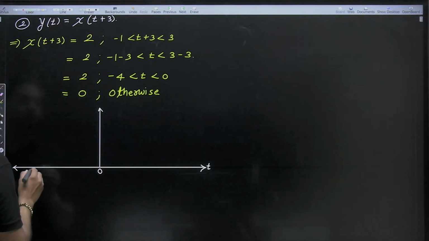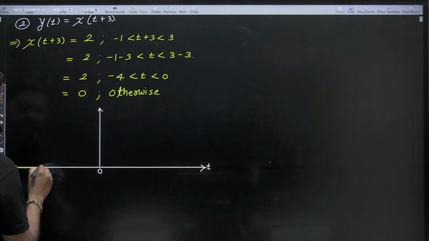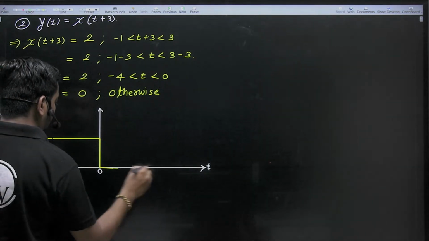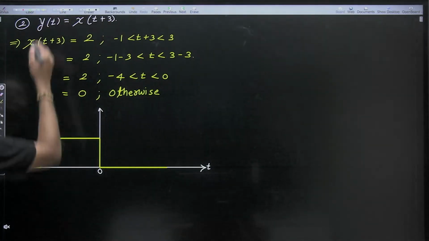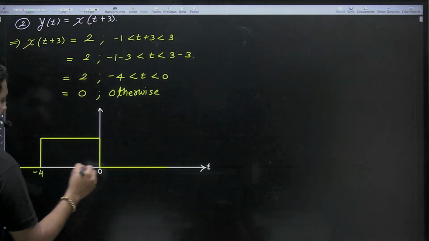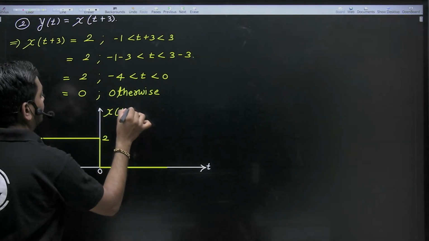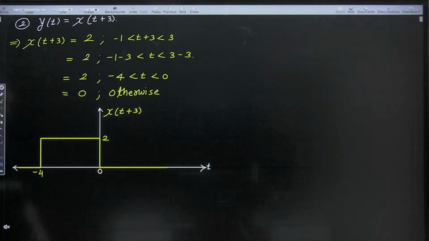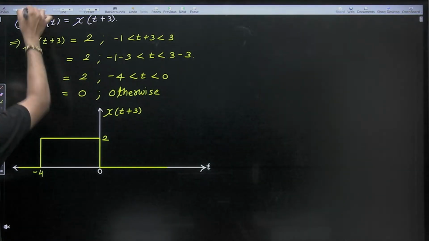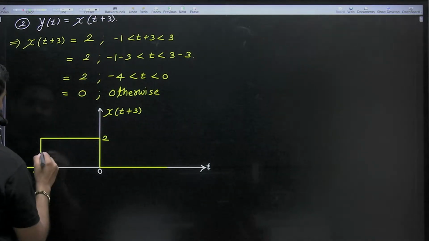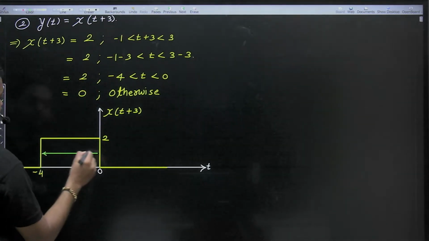So it is 2 between minus 4 and 0. Between minus 4 and 0, the amplitude is 2. This is x of t plus 3. Again, there is no change in the signal width.